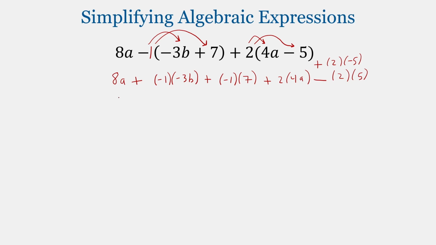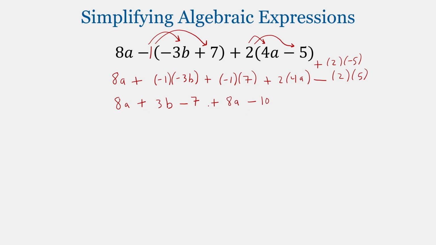Now we'll do these multiplications. So once again, we have 8a plus negative 1 times negative 3. That's going to be a positive number, positive 3. So plus 3b. Now we have negative 1 times 7. Positive times a negative will give a negative. So that's negative or minus 7. And then 2 times 4a is plus 8a. And minus 10, or plus a negative 10.